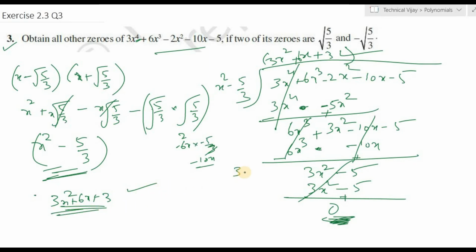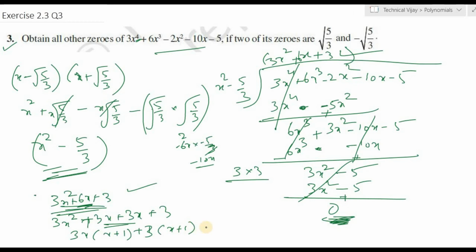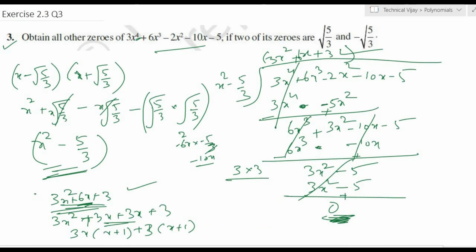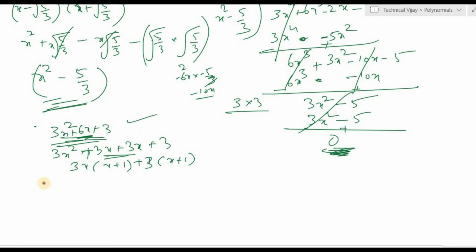3 into 3, 9, 3 plus 3 equal to 6. So 3x square plus 3x plus 3x plus 3. 6x we have divided as 3x plus 3x. 3x into x plus 1 plus 1 into 3 into x plus 1. So here 3x plus 3, 1 common, x plus 1 is another.